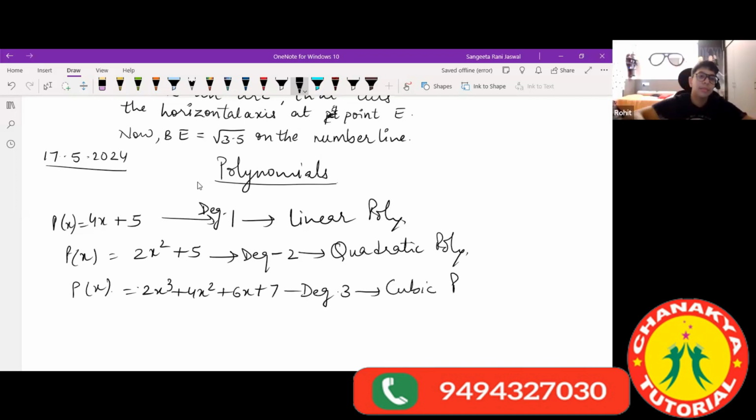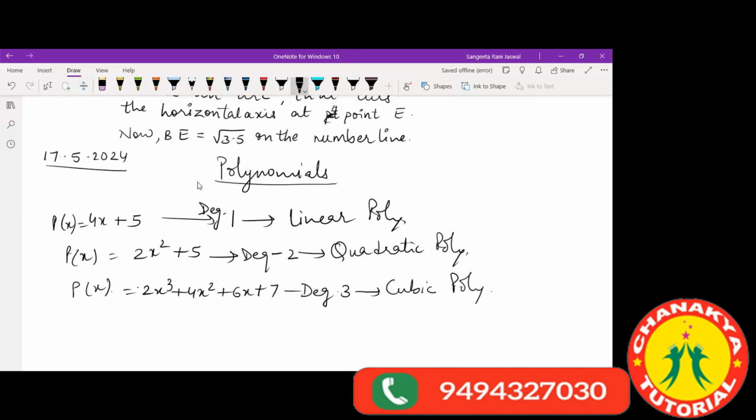Okay, so polynomial is the word, poly means many, right? And nomial means terms, many terms. So we have polynomial here, which means many terms. Okay, are you getting it? Okay, now what is zero polynomial? So we learned about linear polynomial, quadratic polynomial, cubic polynomial, zero polynomial.